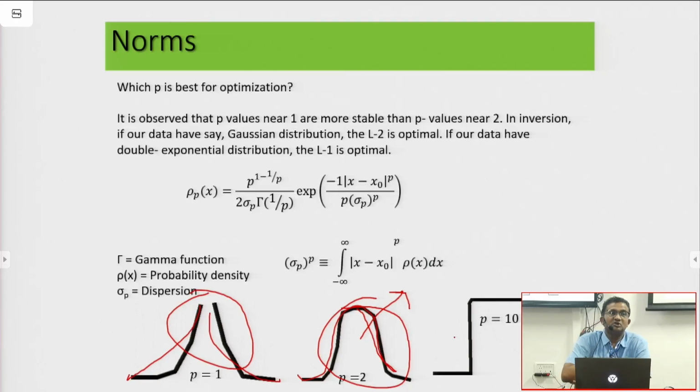P is the order. So if you change this P value, then this theoretical distribution will change. This is a theoretical expression which is given. So if you change this P value, we will get this type of array of distributions.